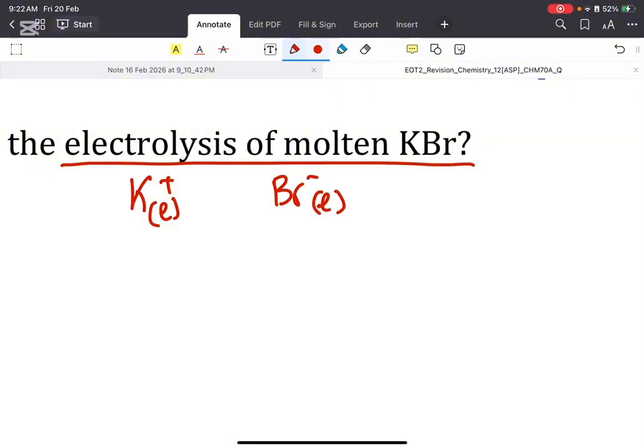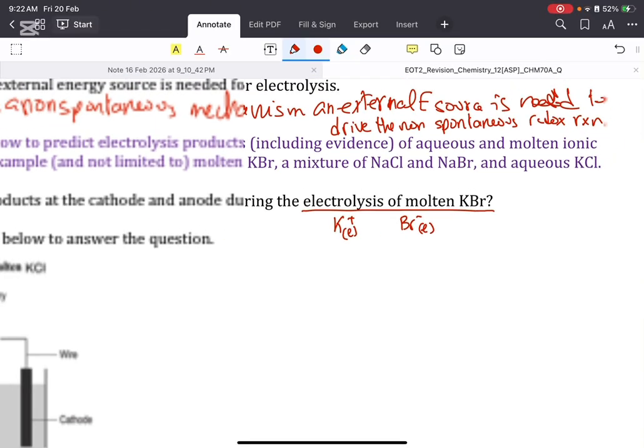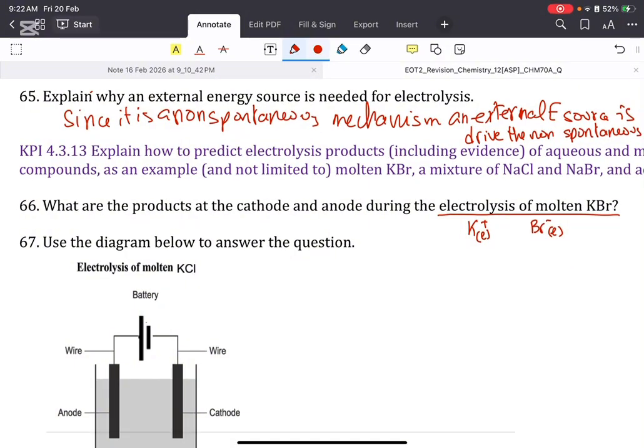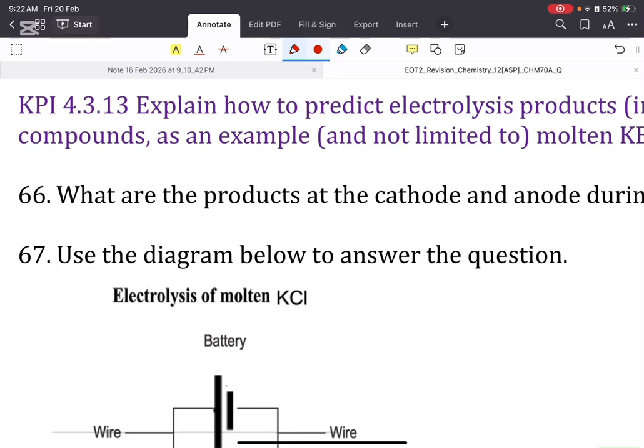They might ask you what is deposited at the anode and what is deposited at the cathode. It's the same as this question here: what are the products at the cathode and anode? Or they could say, what is deposited at anode or what is deposited at cathode. That's the same meaning. It means they are asking you what do we get at the anode and what do we get at the cathode.